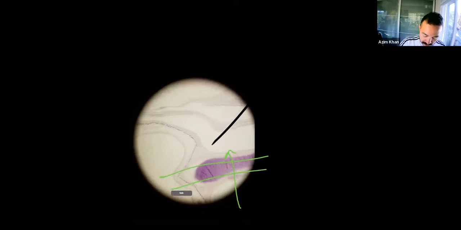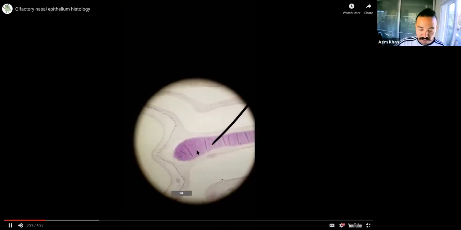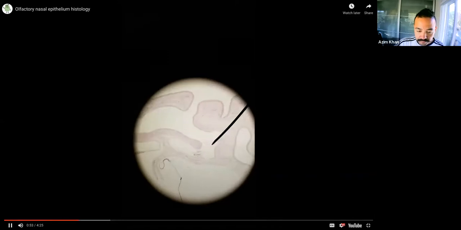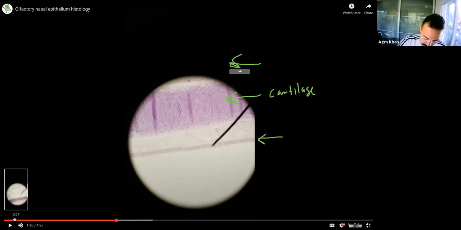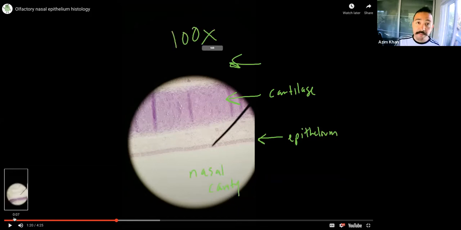You can also see hyaline cartilage. This dark purple is hyaline cartilage. It's hard to see right now. Let's go closer. This is 100x. You can start to see the hyaline cartilage better. And you can see the epithelium on either side facing the nasal cavity. Again, this is at 100x.